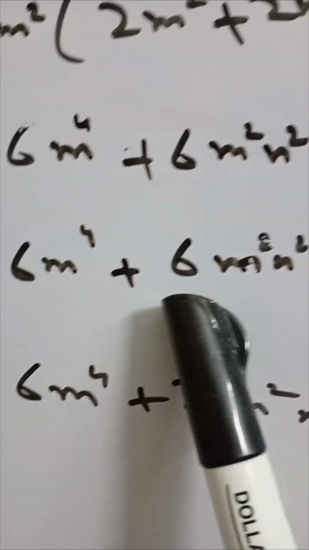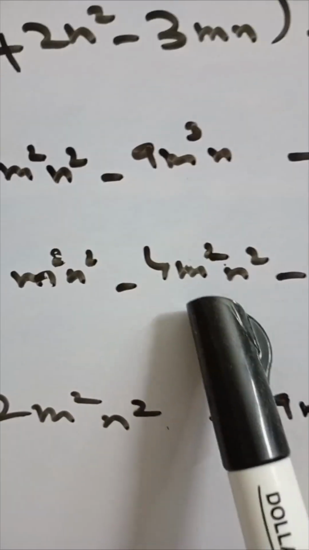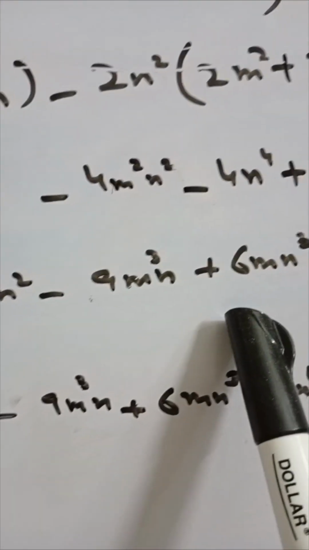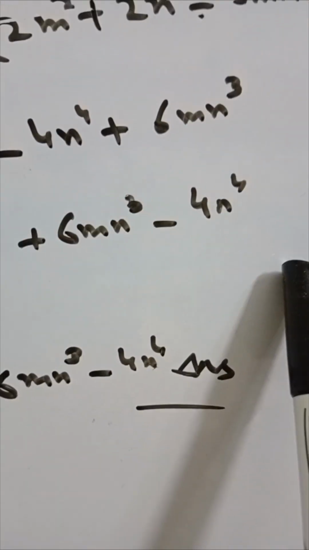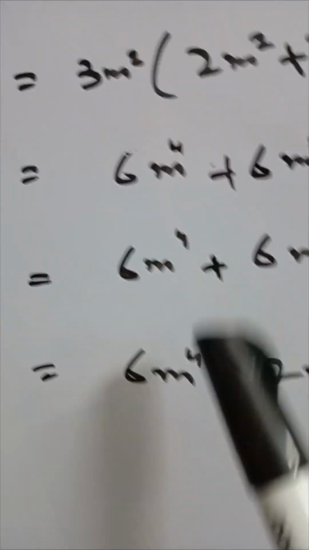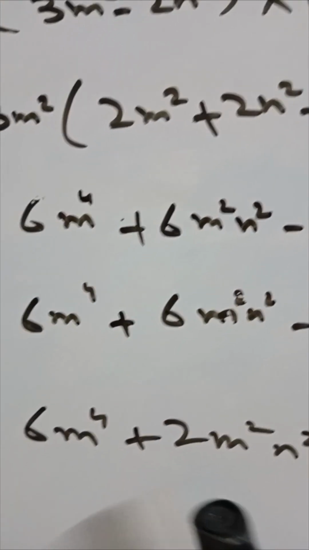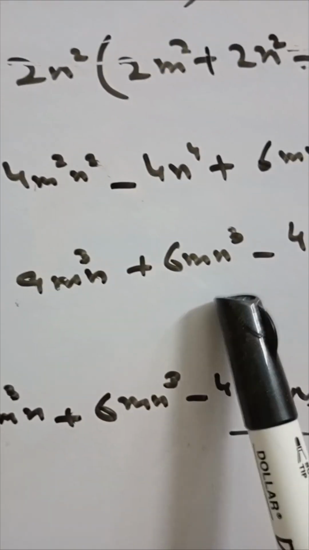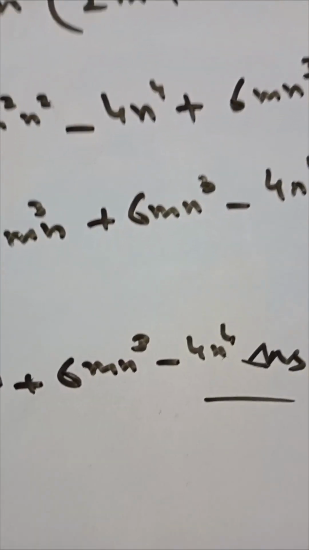Now after that you have to arrange it: 6m⁴ plus 6m²n² minus 4m²n² minus 9m³n plus 6mn³ minus 4n⁴. As you know, you can solve it. 6m⁴ remains the same. Plus 6 minus 4, you get 2m²n². Minus 9m³n, plus 6mn³, minus 4n⁴ remains the same. You can check it. This answer is the same as answer number one.